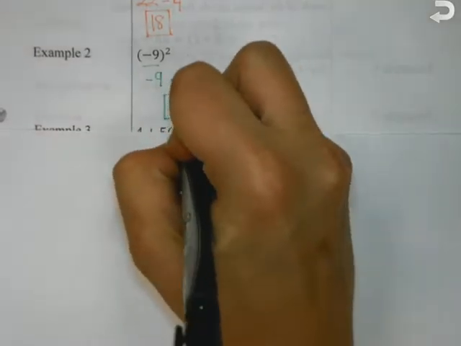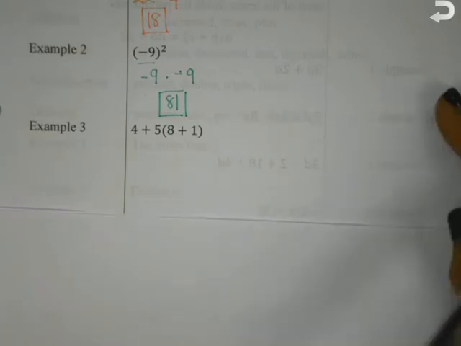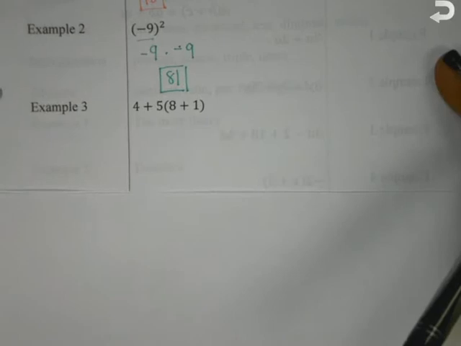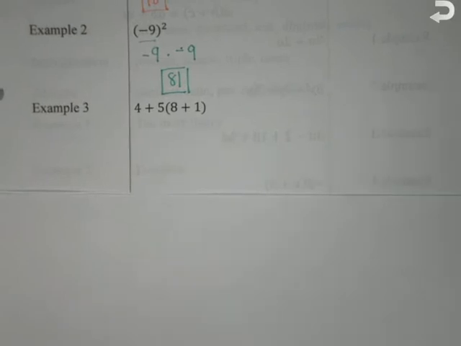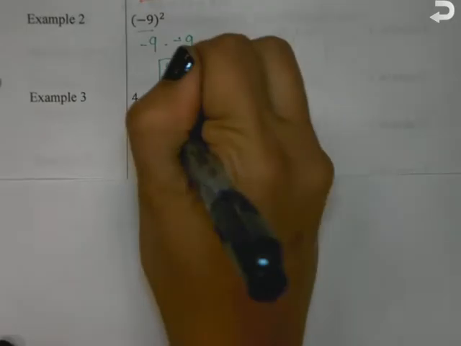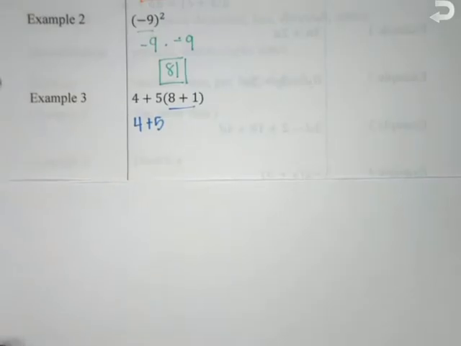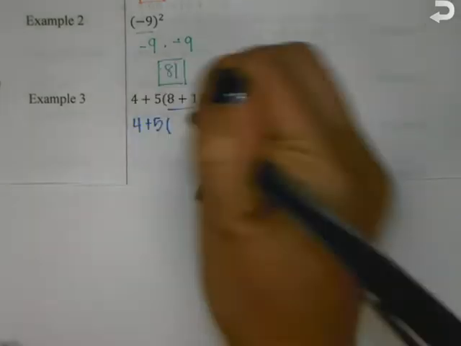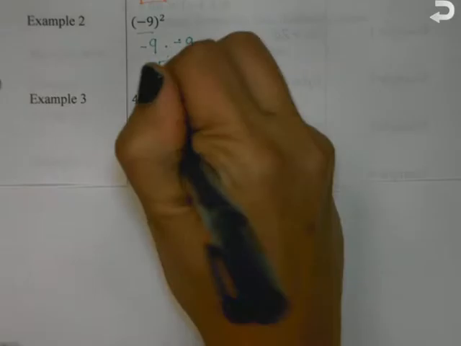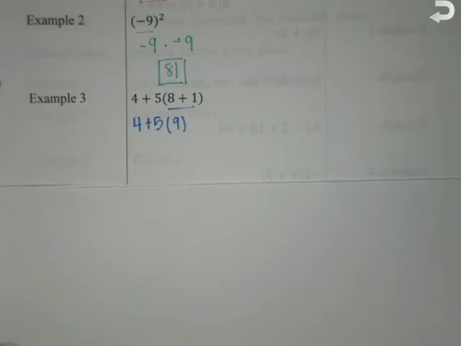Example 3. 4 plus 5 times 8 plus 1. And 8 plus 1 is in parentheses. So what did you do first on example 3? Giju. You did the parentheses first. Good. So that gives us 4 plus 5. Those two things come straight down. Times 8 plus 1 gives me 9. Thank you. Okay, what did you do next? Brandon.